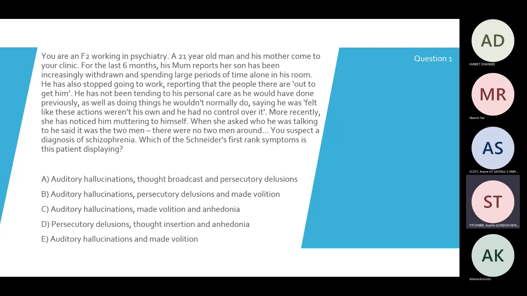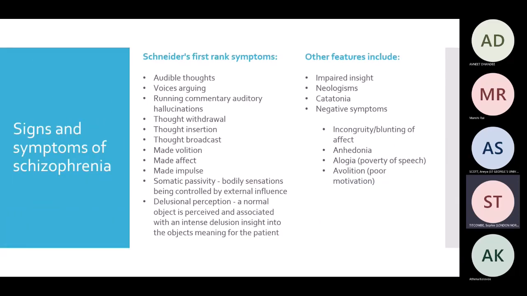So the correct answer to that question, which is a little bit of a tricky one, was actually E, so auditory hallucinations and made volition. Schneider's first-rank symptoms are symptoms that basically mean a diagnosis of schizophrenia is more likely than some other kind of psychotic disorder. So it doesn't mean that they're the only symptoms we see in schizophrenia. It just means that if these symptoms are present, it's more likely a diagnosis of schizophrenia than some other form of psychosis.